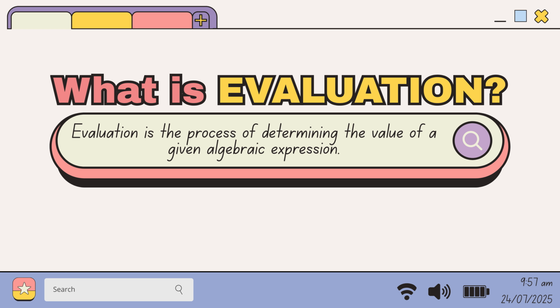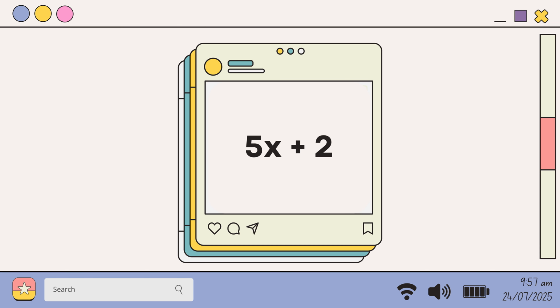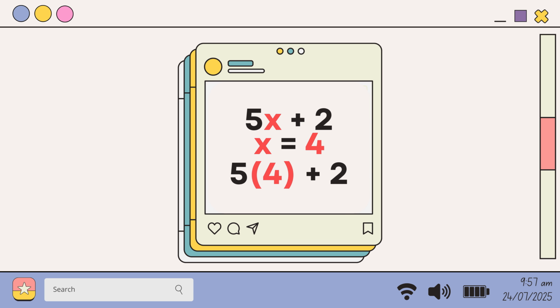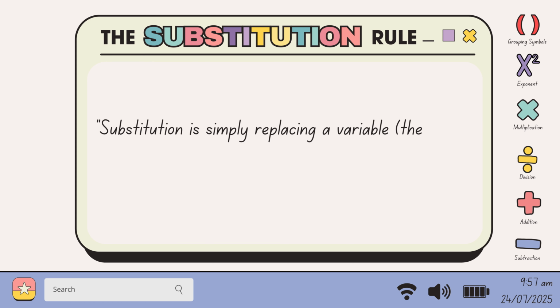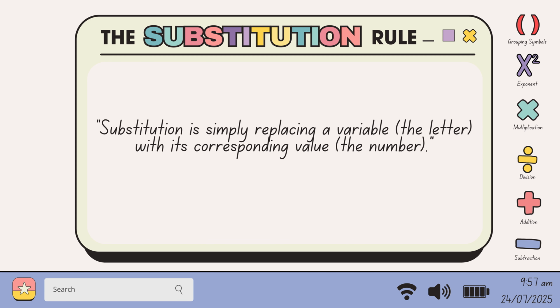Evaluation is the process of determining the value of a given algebraic expression. For example, if we have the expression 5x plus 2 and we are told that x is equal to 4, we replace the variable x with 4 to begin solving. The substitution rule is simply replacing a variable, which is the letter, with its corresponding value or the number.